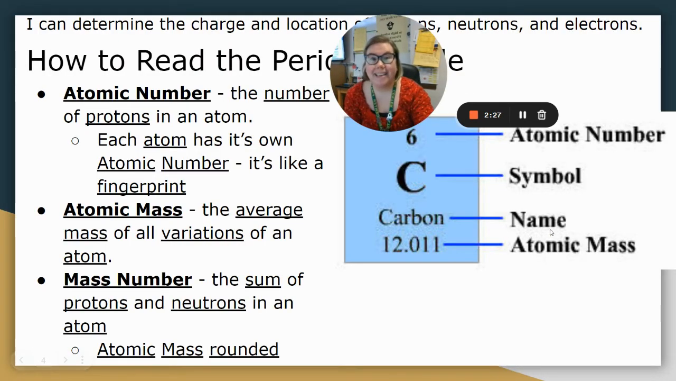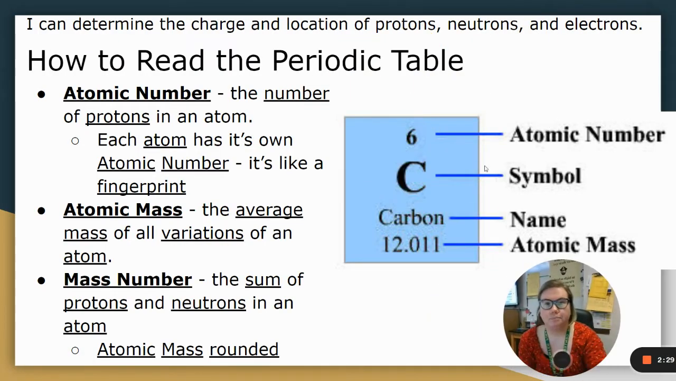How to read our periodic table. So, first thing you need to know is each square on the periodic table has a ton of information. The atomic number is the number of protons in the atom, always. That's what that number means. So each atom has its own atomic number. This is like a fingerprint. Okay, it tells you exactly the number of protons. That is usually at the top or the top left of the periodic table square, like in the picture.